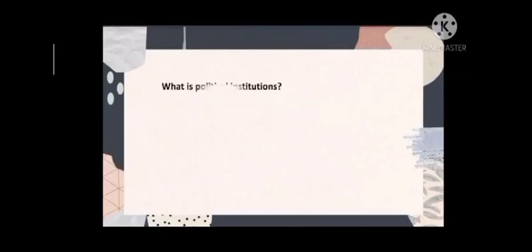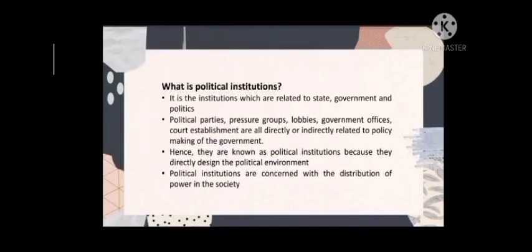What are political institutions? They are the institutions which are related to state, government, and politics. Political parties, pressure groups, lobbies, government offices, and court establishments are all directly or indirectly related to policy making of the government. Hence, they are known as political institutions because they directly design the political environment. Political institutions are concerned with the distribution of power in society.